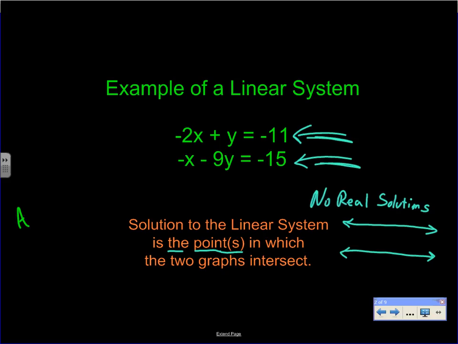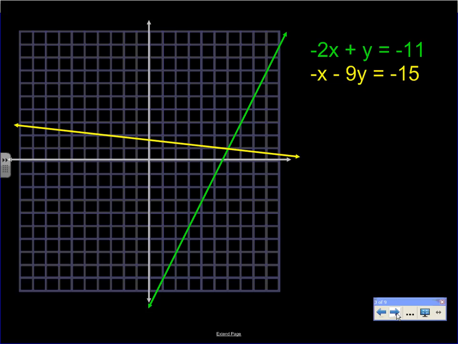We also have some systems of equations where all real solutions will be the answer. If you pay attention to this, we have the red line graphed, and the second graph is in yellow. What do you notice? They lie on top of each other because they are the same exact line, so they have every single point in common. So those are two scenarios.